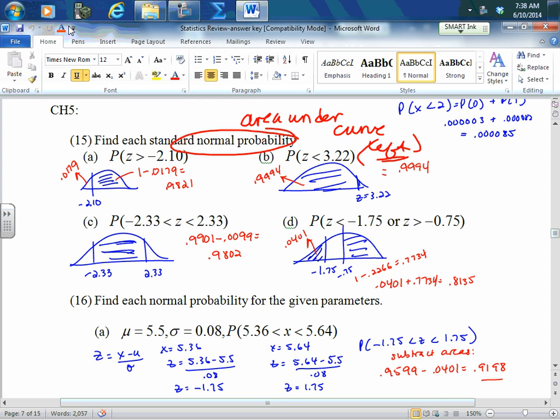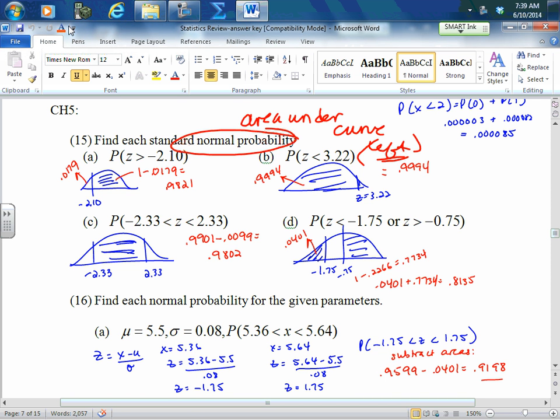If you need the area to the right, you find the area to the left, you subtract it from 1. You never subtract 1 from the z-scores. You never subtract the z-scores. You only subtract your areas, your probabilities. So in this case, it says if your z-score, I want the area to the right, greater than negative 2.10.